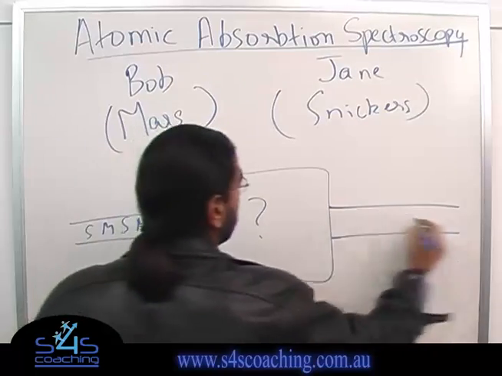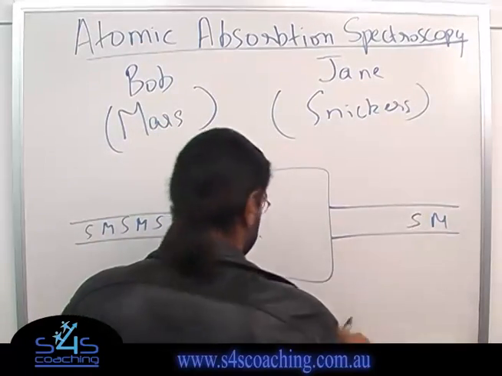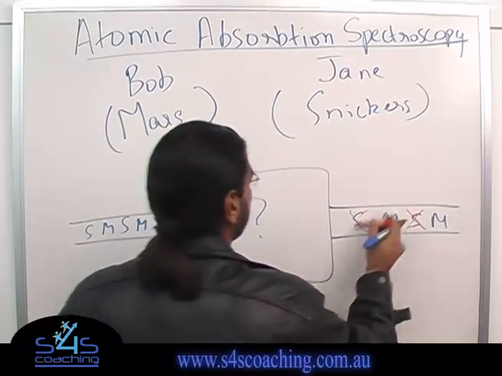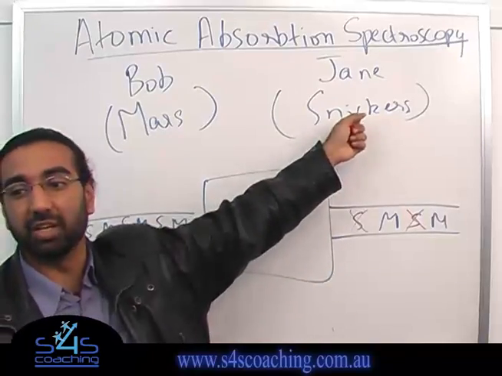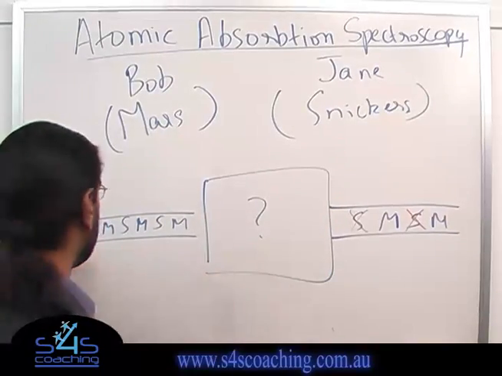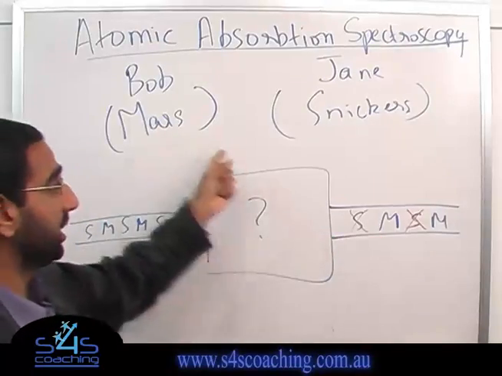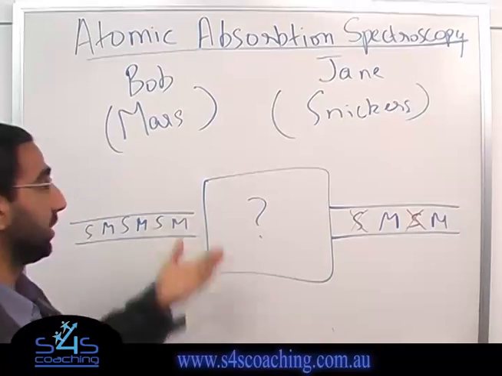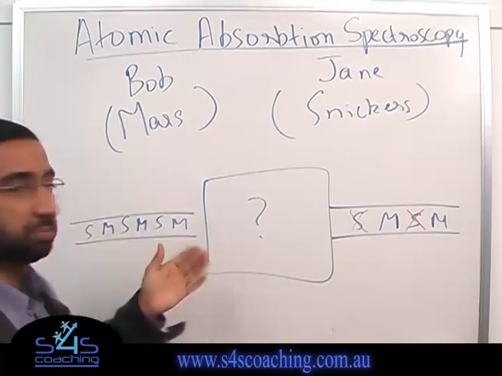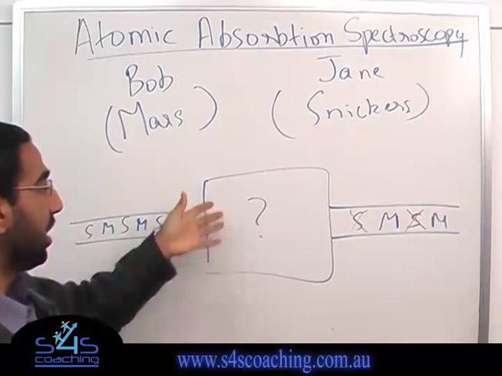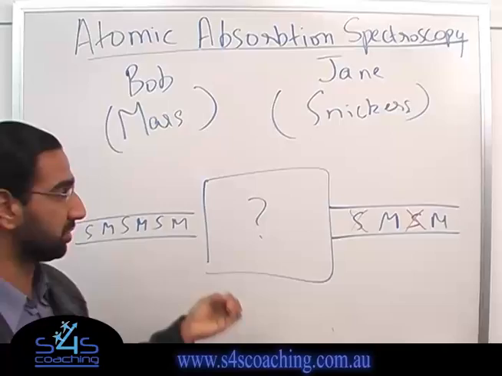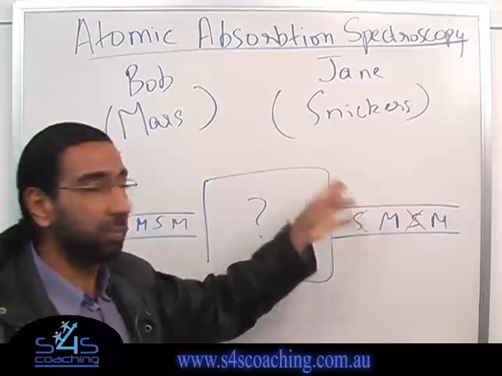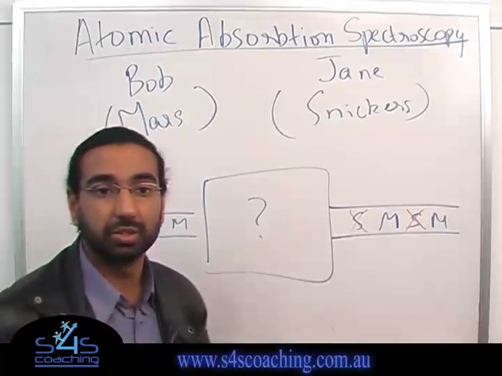Now if I only see Mars bars coming out and the Snickers have been eaten up, I know that there's Jane in this room. Similarly, if I put this in and I see that the Mars bars are getting eaten up and the Snickers are still there, I know there's Bob. This is essentially the same principle that we use for AAS. I shine light through. Light is made up of different frequencies. So the element inside will absorb particular frequencies of light. Then when I look at this side and look at which of the frequencies are missing, I can determine who was inside this.